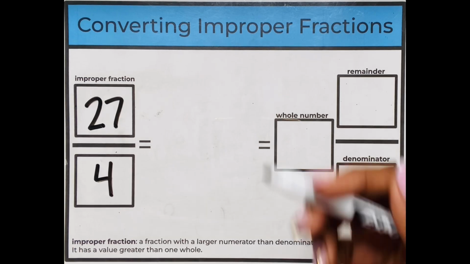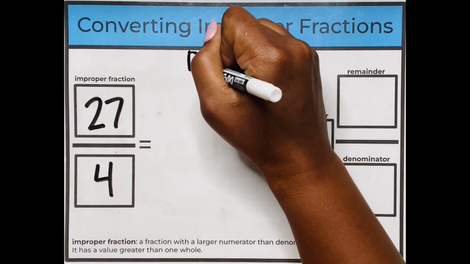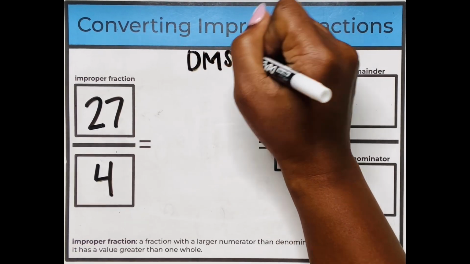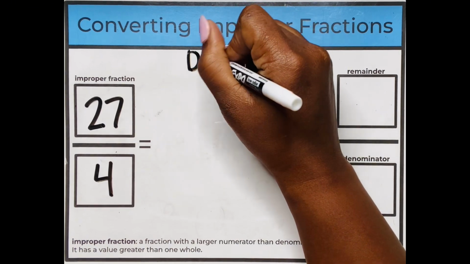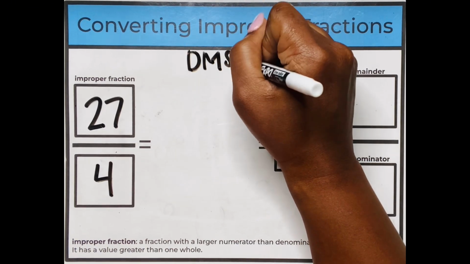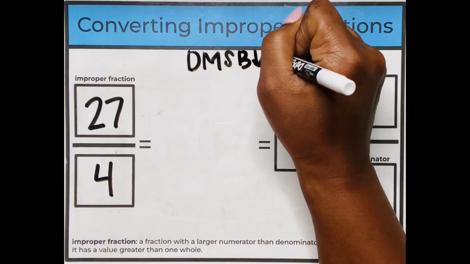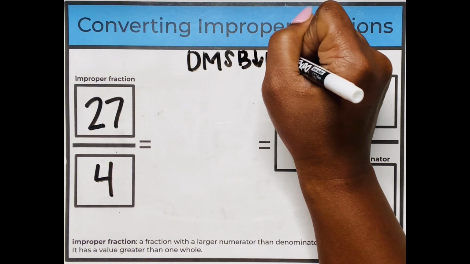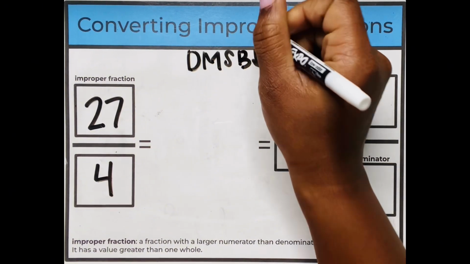We have to divide. This time I'm going to use the box method. I know some people prefer that method. Divide, multiply, subtract, bring down, repeat. Excuse me, bring up.